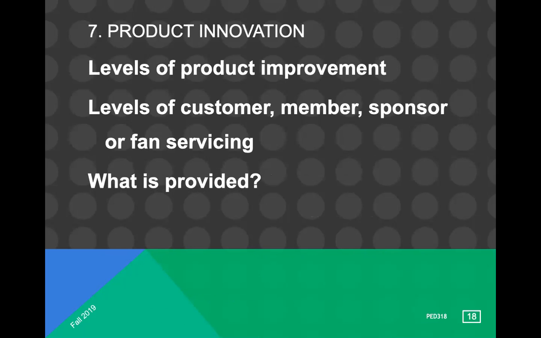Product innovation: levels of product improvement, levels of customer, member, sponsor, and fan servicing, what is provided. Like I talked about before, you want the customers to have a good experience, but product can be pricey, and you want to have a good variety of stuff for people to buy, and you want somebody to rep your team sport outside of the stadium, and just providing stuff like t-shirts and maybe little cups. I know when I go to Yankee games, I love getting the little cups because they all have the Yankee symbol on them, just stuff like that. It's pricey, but it's worth it.